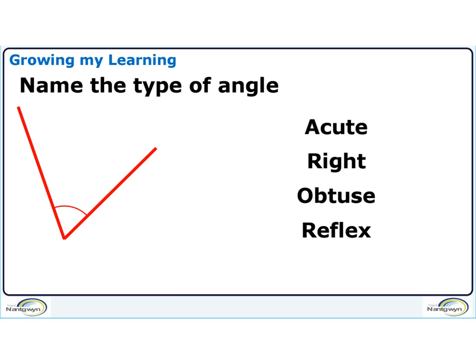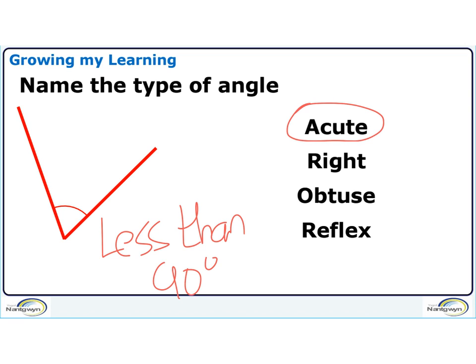So again, you might need to rotate your device on this to be able to look at the diagram in a slightly easier way. And you should realise that this is less than 90 degrees. So if it's less than 90 degrees, that makes it an acute angle.